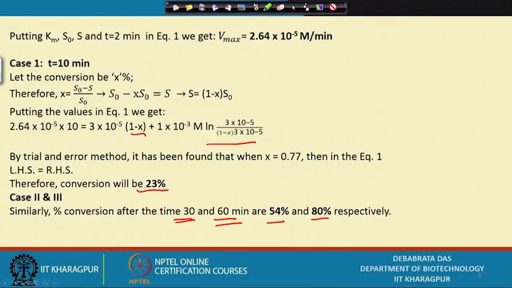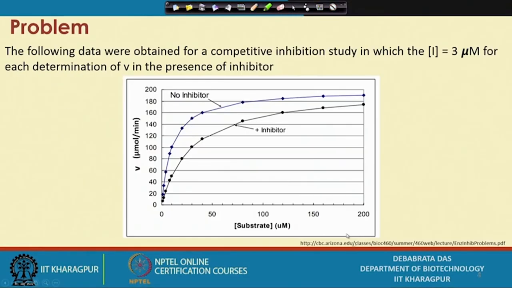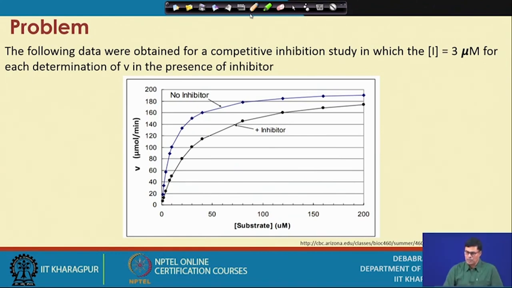Now, the next problem that I am going to discuss: the following data were given for a competitive inhibition study, in which I is the concentration of inhibitor and equal to 3 micromolar, for the determination of the value of V in the presence of the inhibitor.